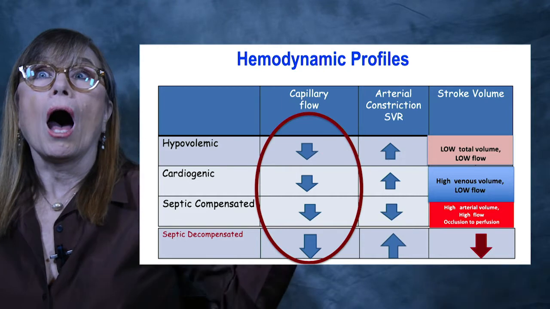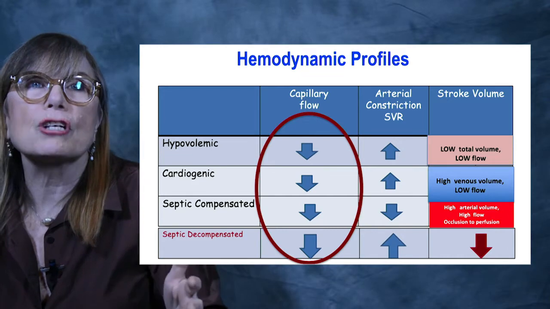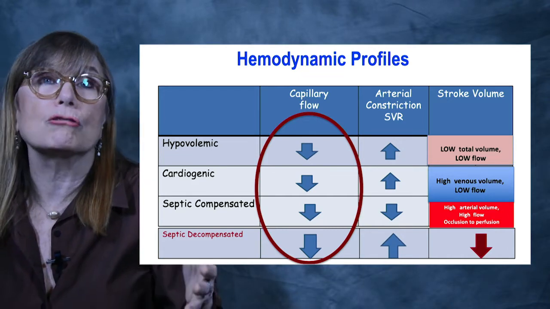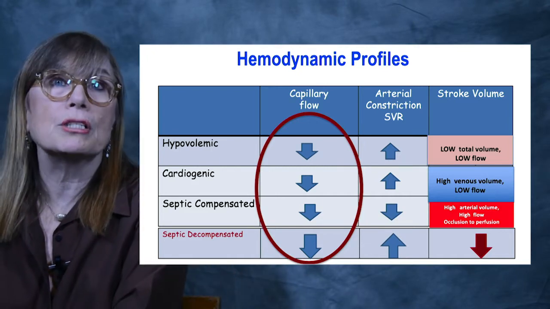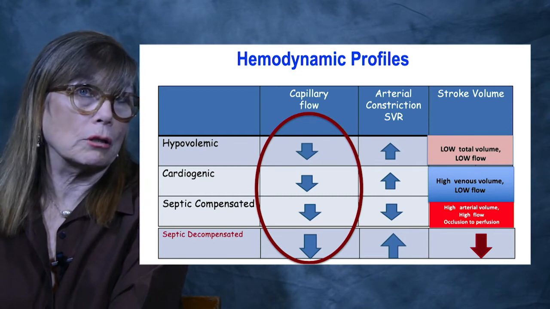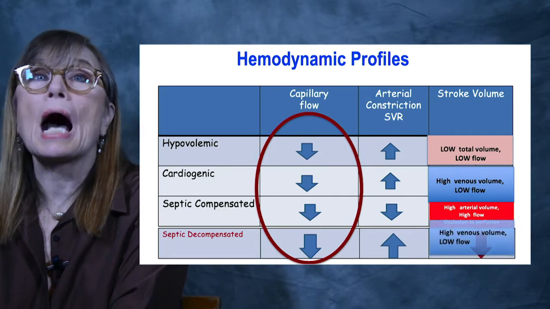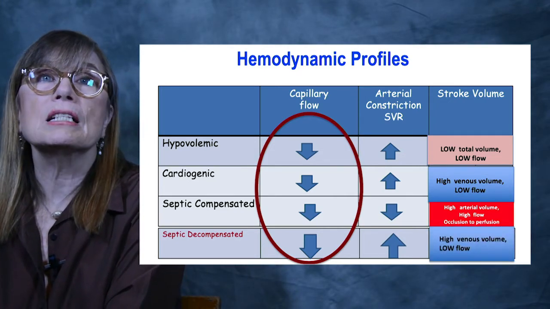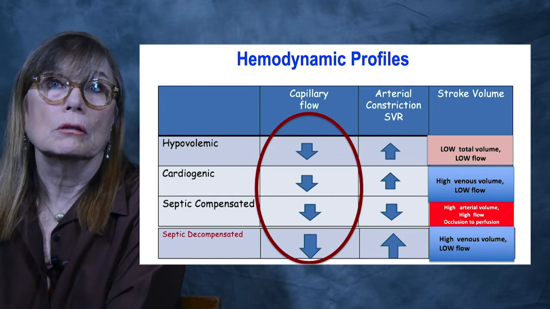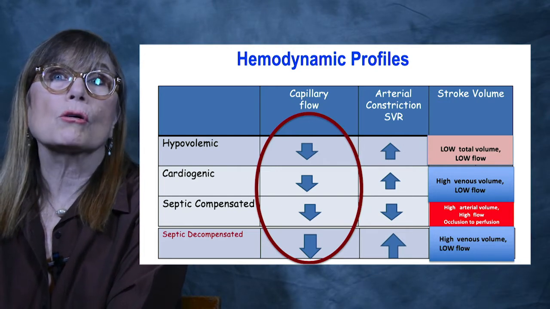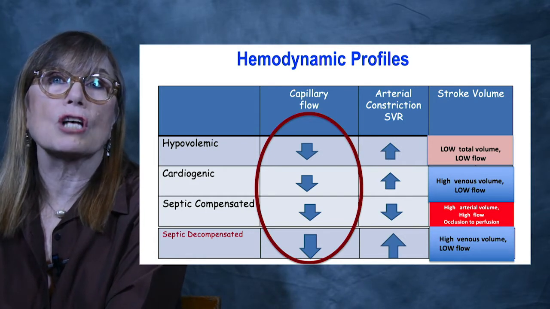Compensated sepsis, high arterial volume, high flow states, but an alteration in the vascular tone and maldistribution, as well as evolving microcoagulation, limiting perfusion in your small vessels. Sounds a little like COVID too, doesn't it? Because they're very similar. And then decompensated sepsis, high venous volume and low flow states. Okay, now look at the difference here in arterial constriction. Vasoconstricted high SVR and hypovolemia. Vasoconstricted and high SVR in cardiogenic shock.